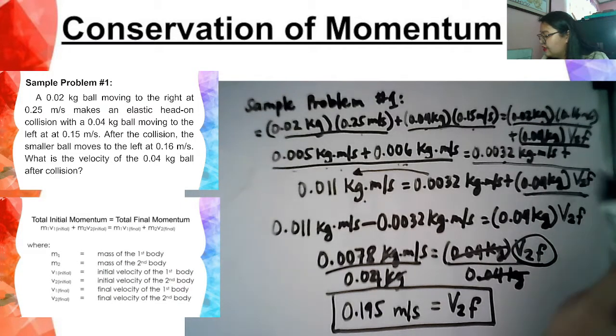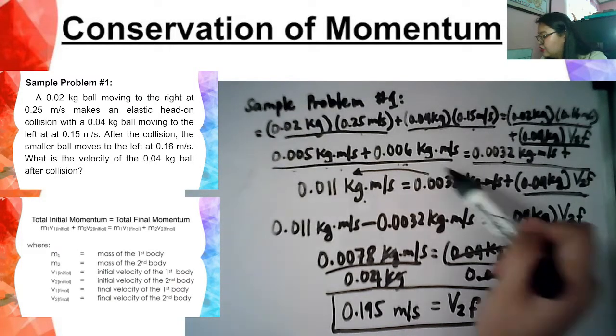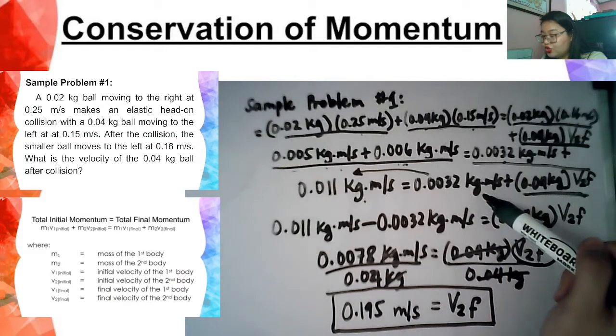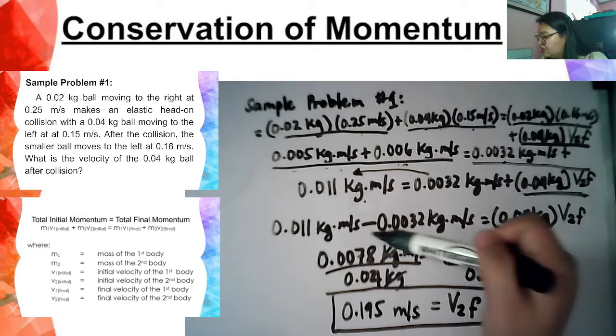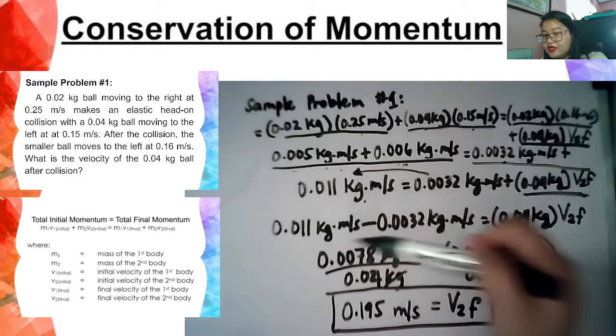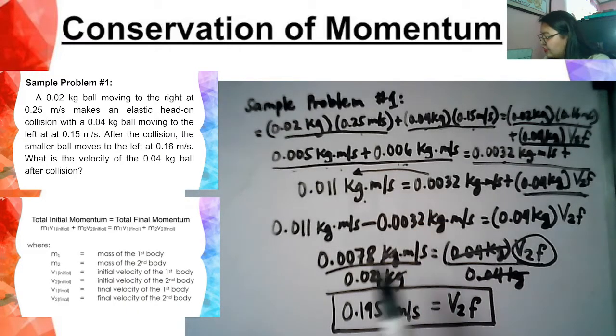Since nandito yung kailangan nating part, tinranspose natin sa kabila itong 0.0032. So, pag transpose, syempre maging negative yung sign niya. Okay, minus na. So, minus natin yung 0.011 sa 0.0032 to get 0.0078. Since ang hinahanap natin is V2F, ito lang dapat yung may iwan na quantity. So, yung katabi niya, which is 0.04 kilogram, divide natin both sides by 0.04 kilogram para ma-cancel out. And then, matitira natin is V2F.